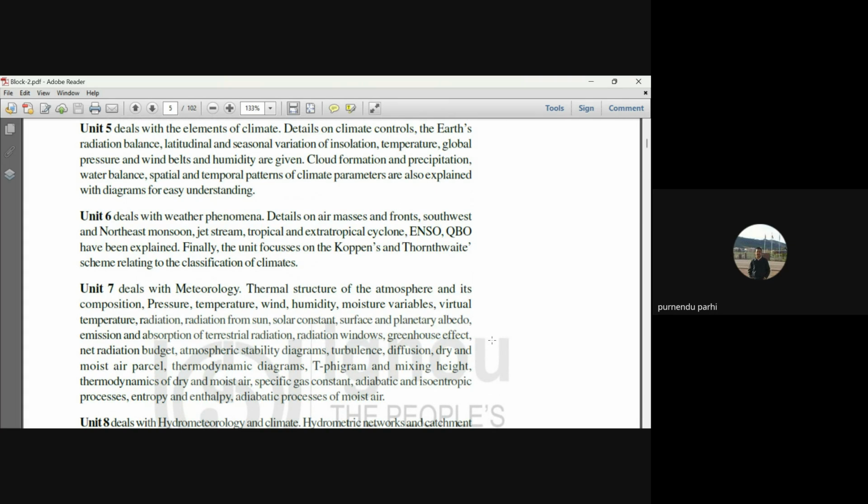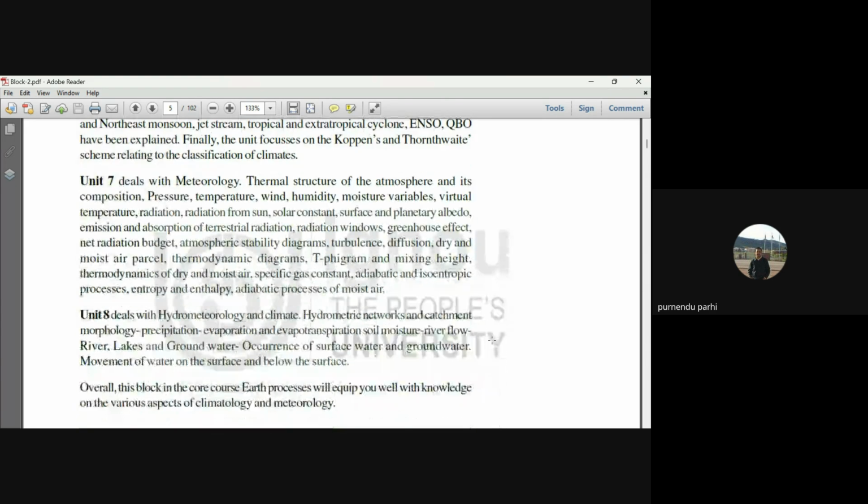meteorology, thermal structure of the atmosphere and its composition, pressure, temperature, wind, humidity, moisture, virtual temperature, radiation from sun, solar constant, surface and planetary albedo, emission and absorption of terrestrial radiation, radiation windows, greenhouse effect, net radiation budget, atmospheric stability diagram, turbulence, diffusion, dry and moist air parcel, thermodynamic diagram, T diagram and mixing height, thermodynamics of dry and moist air, specific gas constant, adiabatic and isentropic processes, entropy and enthalpy, adiabatic process of moist air.